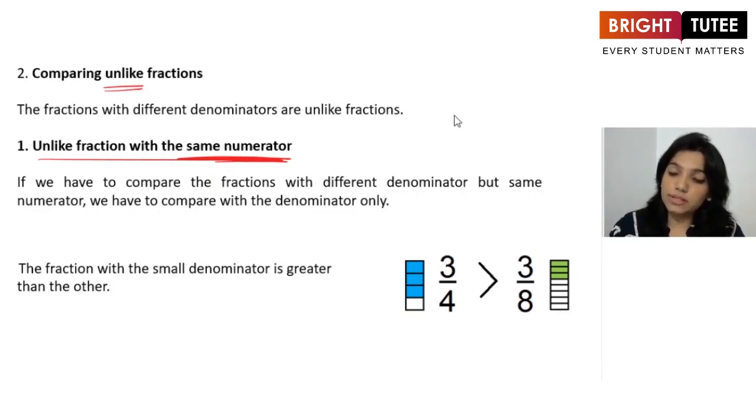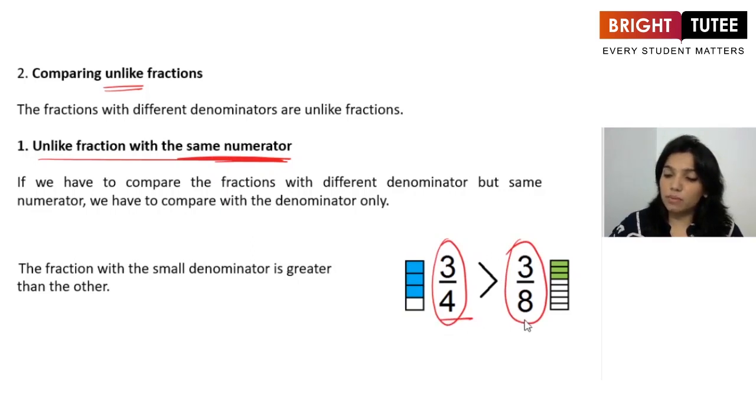So for example, here is the example given to you: 3 over 4 and 3 over 8. Because the denominators are different, one is 4 and one is 8, they are unlike fractions, right? But what do we notice? We notice that the numerators are the same. So is there any way, a shortcut method, by which we can compare them?